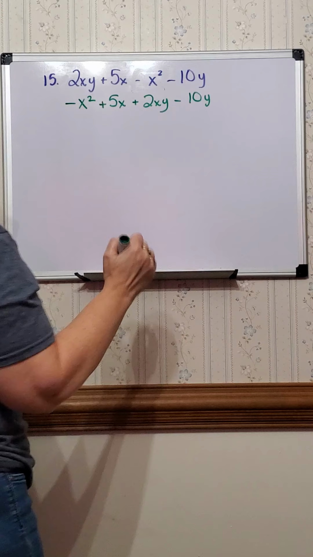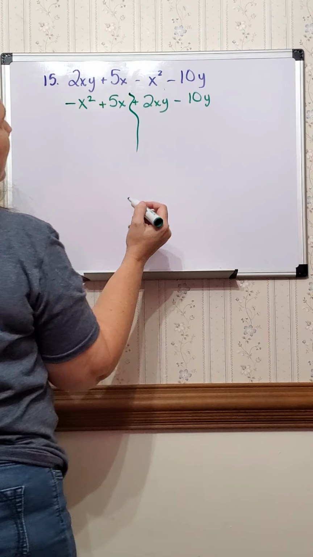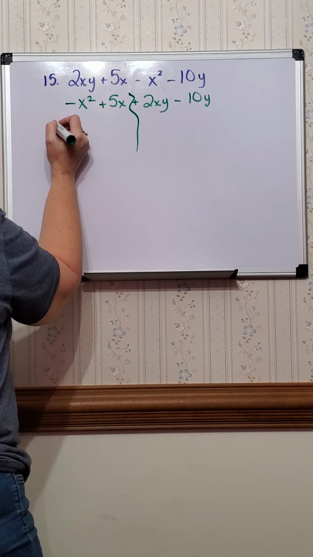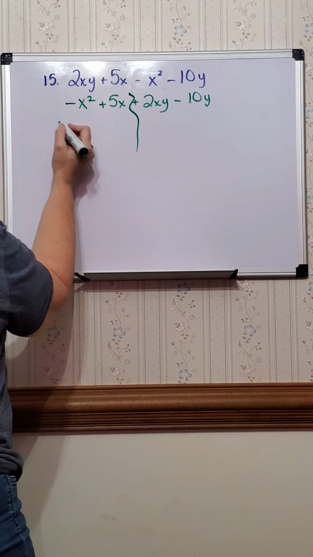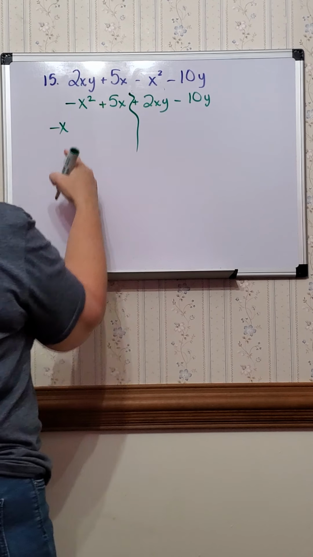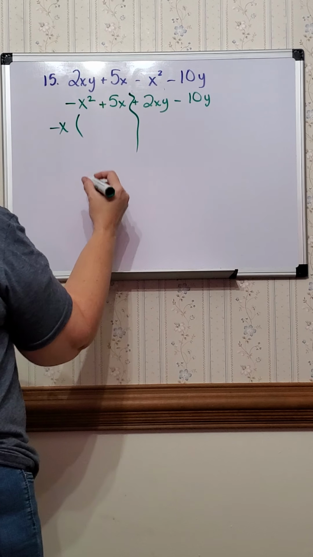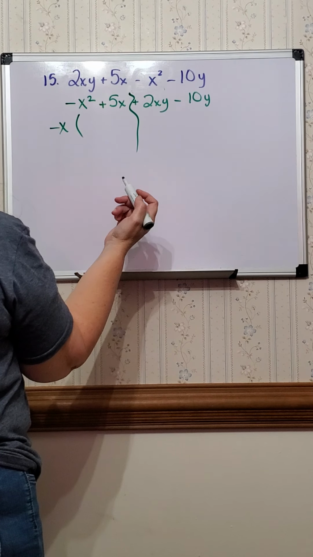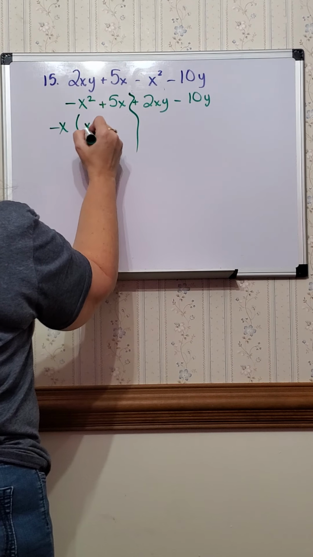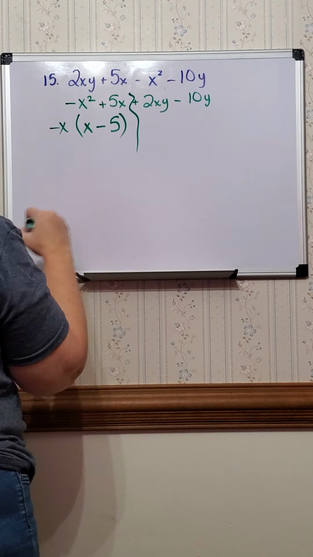All right, so now that I've rewritten it, I've put my x's together, I've put my y's together. So now I can pull out my x, right? I'm going to go ahead and pull out a negative x because I don't want these in here to be negative. So that's going to leave me with an x minus, because that's a negative x, 5.